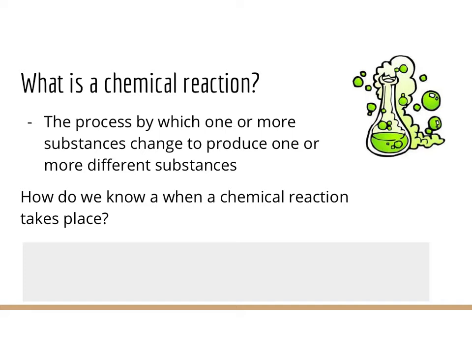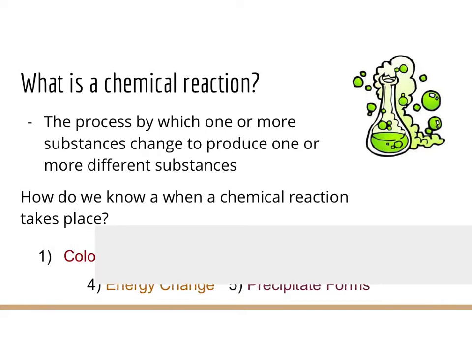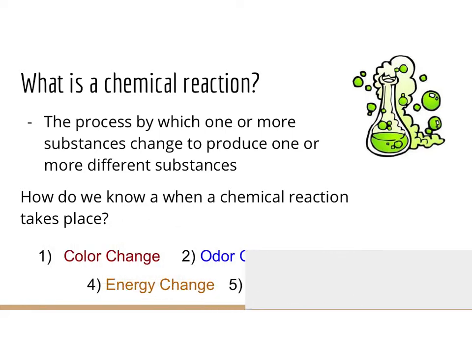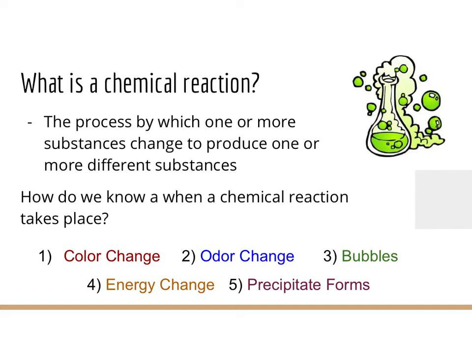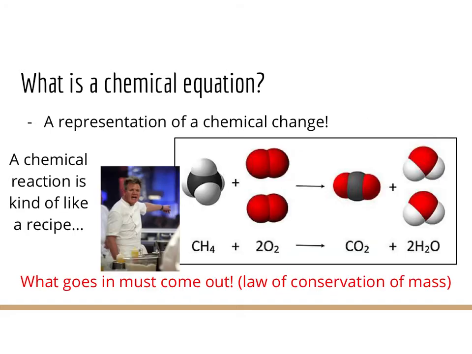Color change. Maybe you remember energy change, odor change, anytime we have bubbles. And then our last one here is a precipitate. We're going to see that in lab eventually, but a precipitate forms when we take two liquids and we end up with a solid. So those are 5 indicators that a chemical reaction has taken place, and again we'll look at those more in depth once we get to the lab.